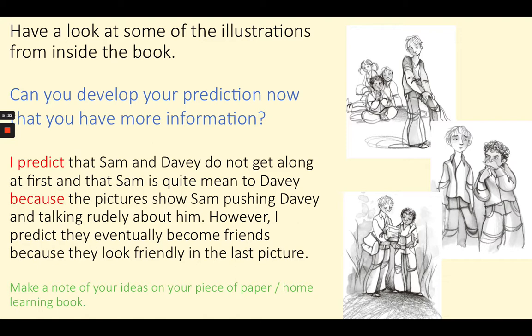Let's read my prediction. I predict that Sam and Davy do not get along at first, and that Sam is quite mean to Davy, because the pictures show Sam pushing Davy and talking rudely about him. However, I predict that eventually they become friends, because in the last picture at the bottom, they look quite friendly. Pause the video now and make your own predictions based on these pictures.